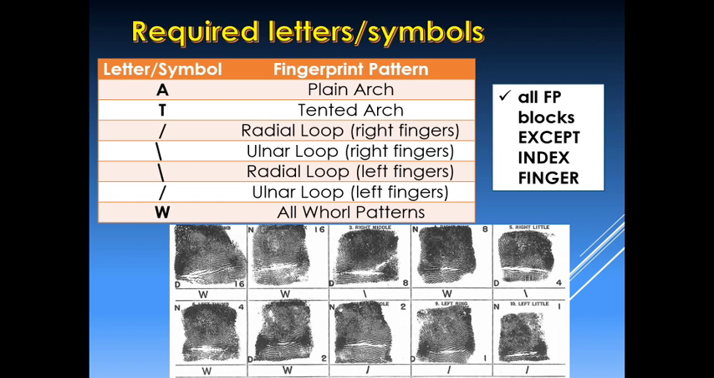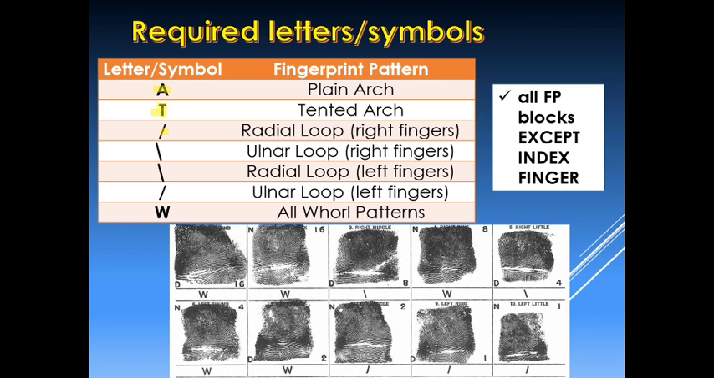Next is the other fingerprint blocks. So this involves other fingerprints except for the index finger, since we already discussed the required letters or symbols for the index finger. Now in other fingerprint blocks, we are going to use the ATW and these symbols. Okay, so for the plain arch, we are still going to use letter A. For tented arch, we are going to use the capital letter T.